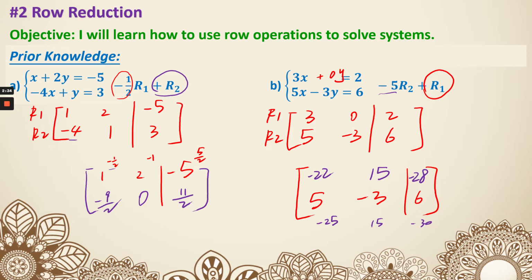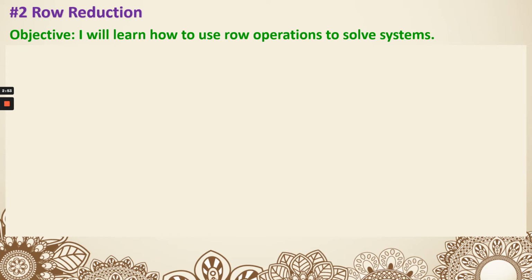Something that I want to emphasize again, when you try to generate this augmented matrix, that's your column of x, that's your column of y, and that's your column of just numbers. So make sure your x and y's are on the left side together before you actually start generating the matrix. Now it's time to get to today's lesson.